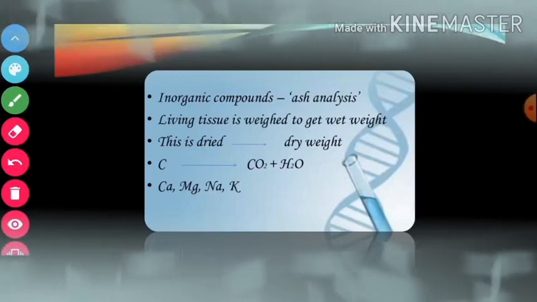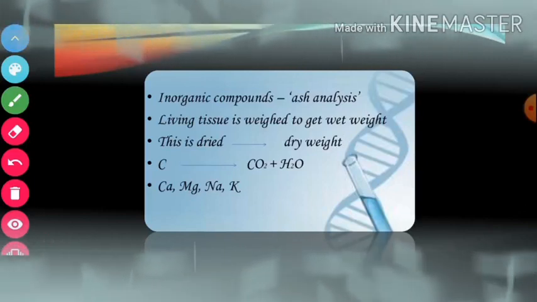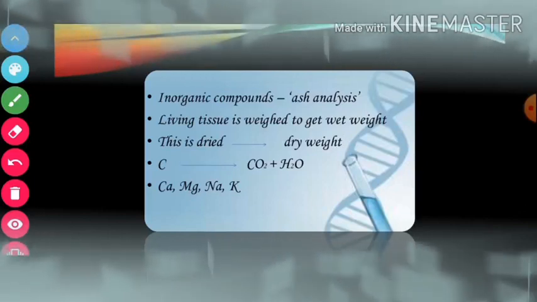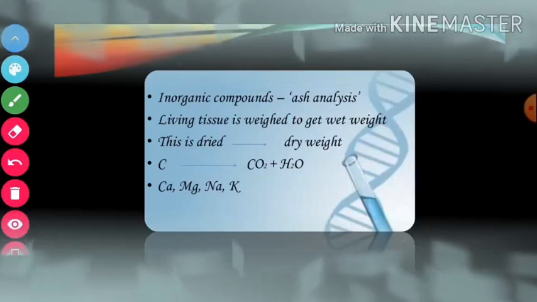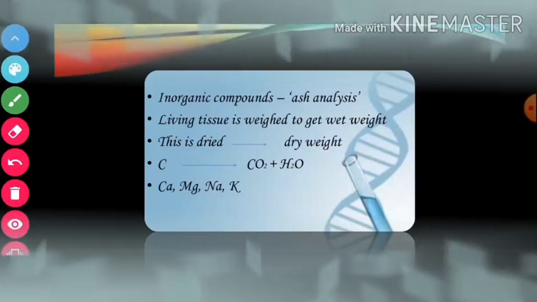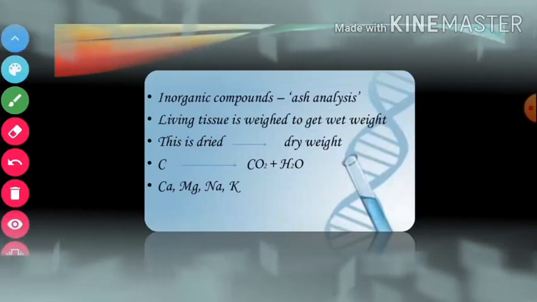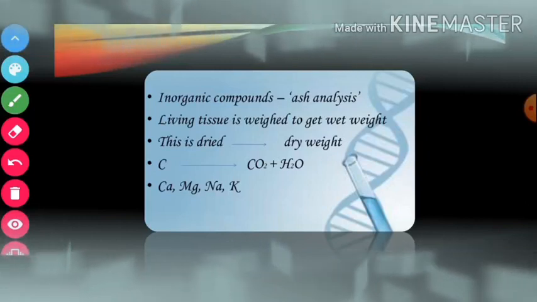The tissue is fully burned when carbon compounds are oxidized to carbon dioxide and water vapors. The remaining part is known as ash, and this ash contains inorganic compounds like sulfate, chloride, phosphate, etc. And also it contains elements like sodium, potassium, calcium, magnesium, etc.